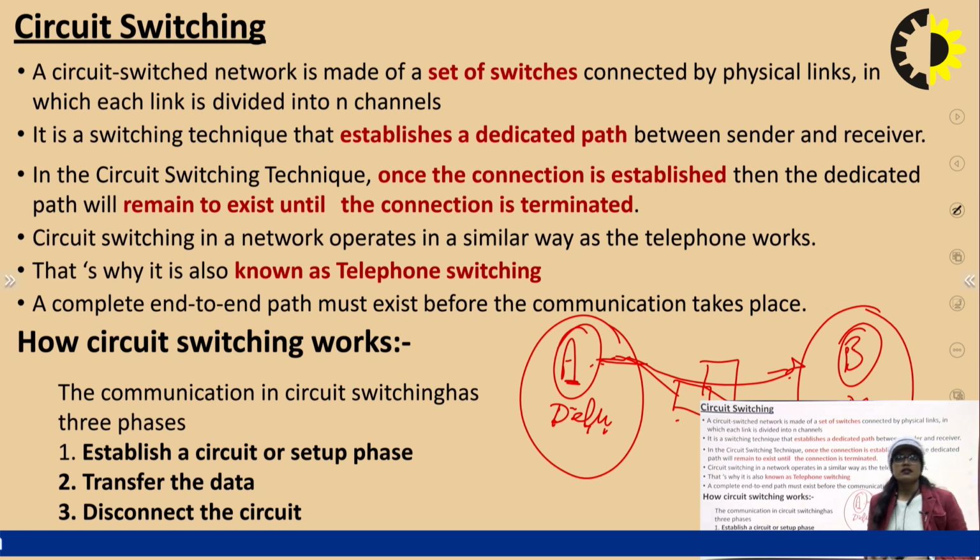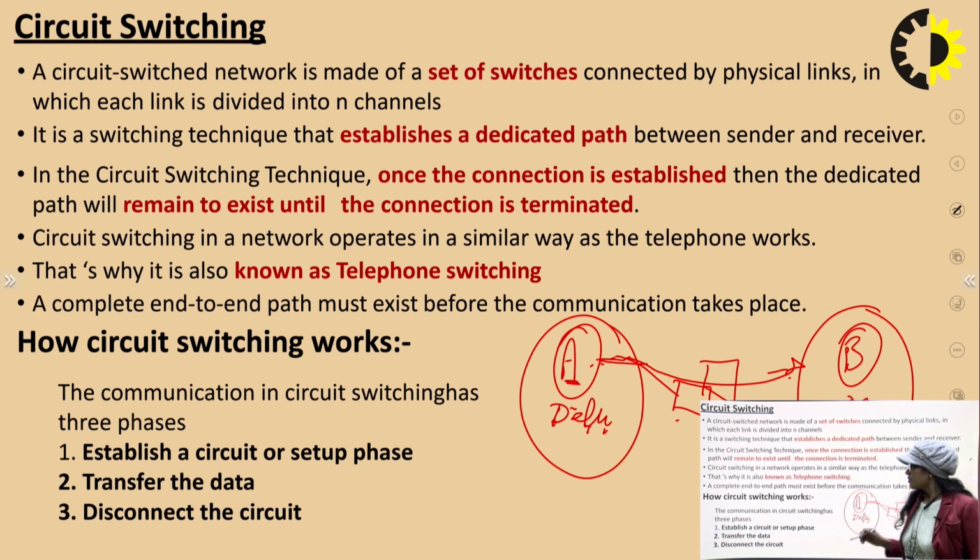So in circuit switching, once a connection is established, because when you are dialing your number, that means your connection is going to be established, and after the connection is established you are able to communicate with your intended receiver. After your communication is finished, you terminate your connection. You can say simply you disconnect your phone, right? So in circuit switching, once a connection is established, the dedicated path will remain until the connection is terminated. This is the approach.